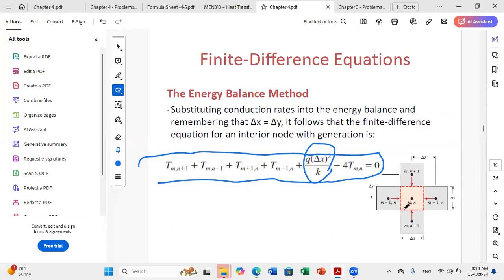Each of your cells that is surrounded by 4 other cells will be of this form. And you need to write such an equation for each cell, so you end up with a linear system, let's say of a certain number of equations with a certain number of unknowns that you can solve.